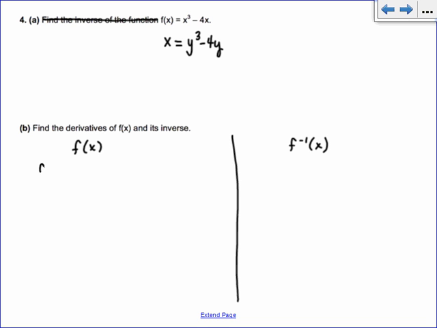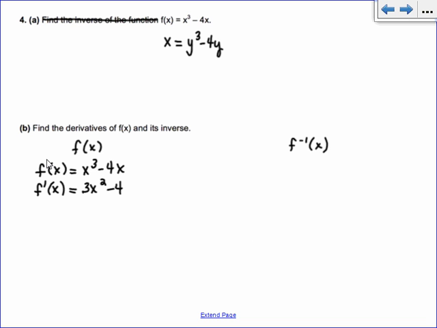F of x is really easy. F of x is equal to x cubed minus 4x. So if I'm finding the derivative of f, I just get 3x squared minus 4. Done. I should give myself more room here for the other one.